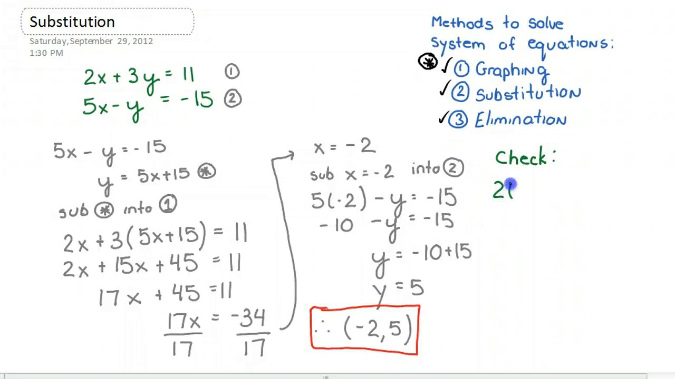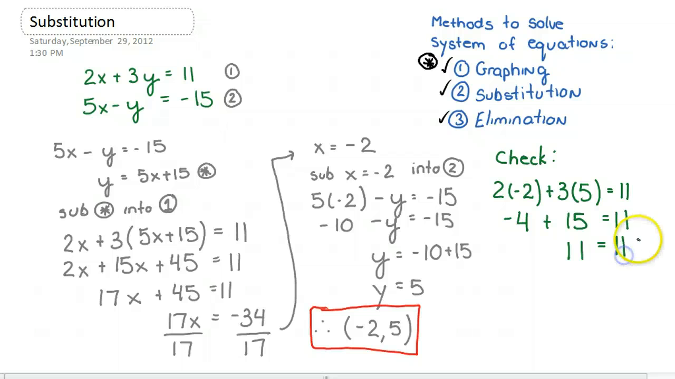So we have 2 times minus 2 plus 3 times 5 equals 11. So minus 4 plus 15 equals 11. And what a lot of students do here is they stop, because we can see that this works now. But remember, you're communicating your answer to someone. So take that last step, 11 equals 11, just to make sure we show that the left side is equal to the right side.